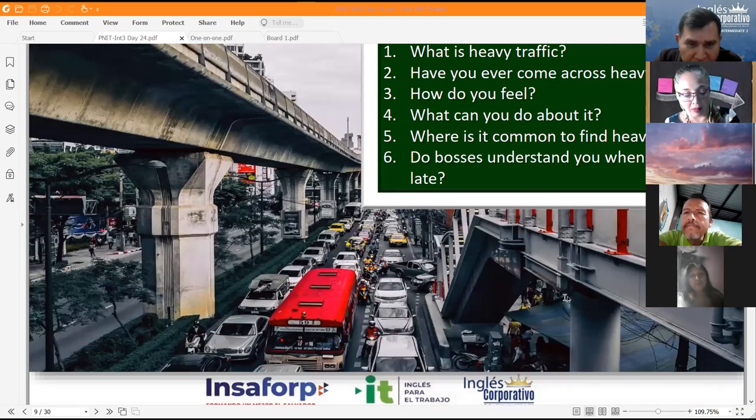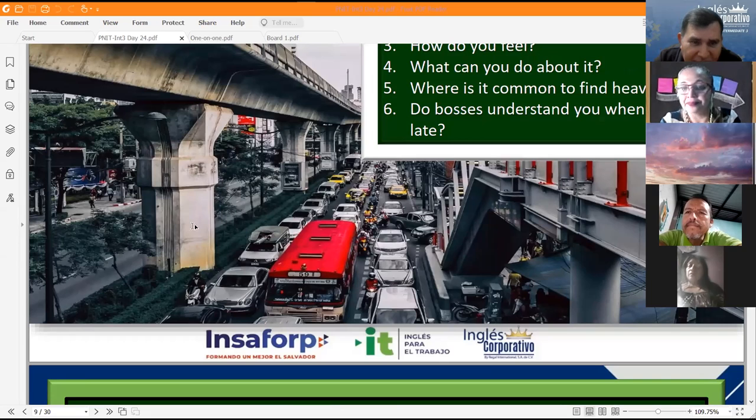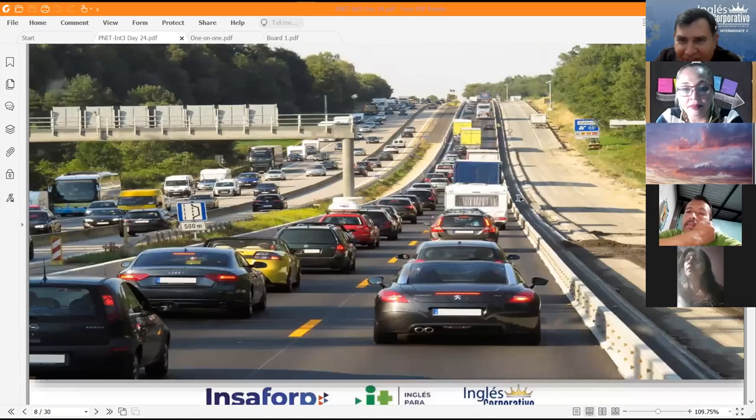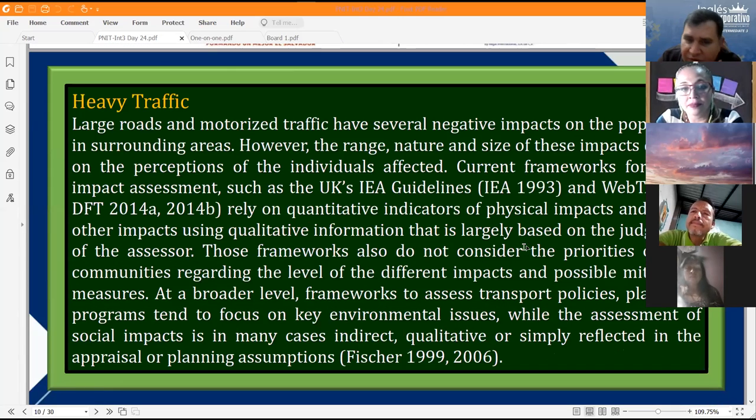All right, my dear friends, let's move on. Imagine that this picture is from Thailand. This is Bangkok, Thailand. This picture, well, this is another story. Okay, let me see. Heavy traffic.